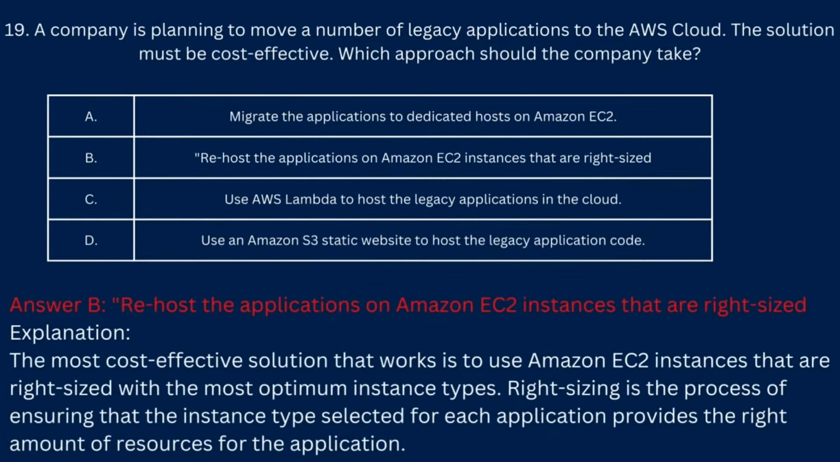The correct answer is B. Rehost the applications on Amazon EC2 instances that are right-sized. Explanation. The most cost-effective solution that works is to use Amazon EC2 instances that are right-sized with the most optimum instance types. Right-sizing is the process of ensuring that the instance type selected for each application provides the right amount of resources for the application.